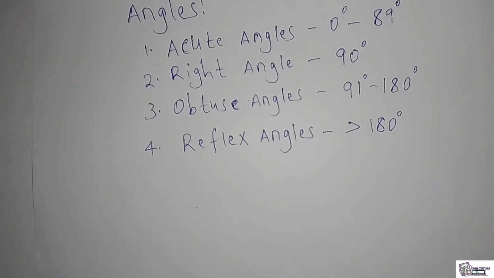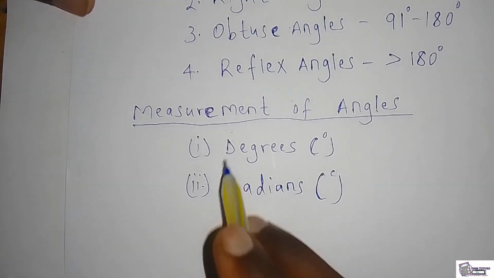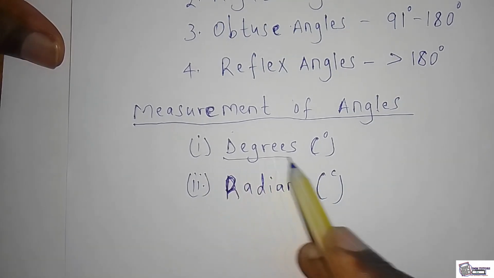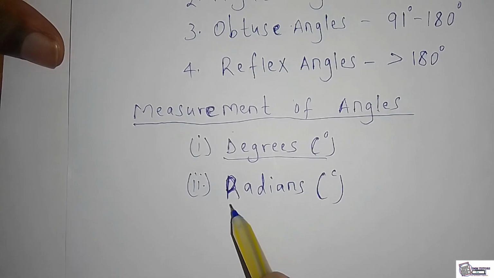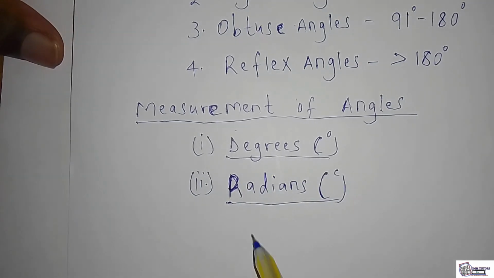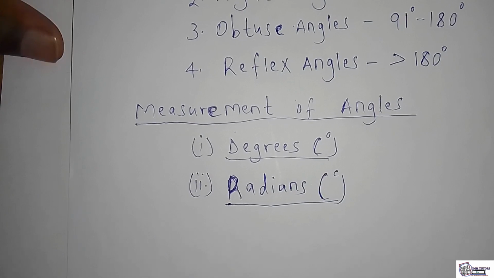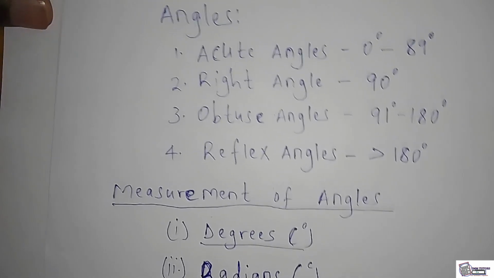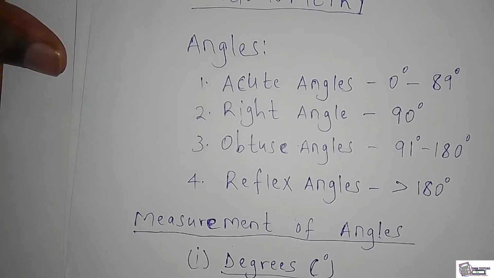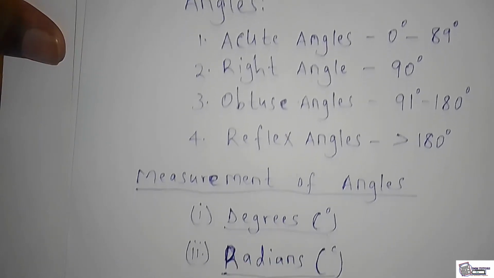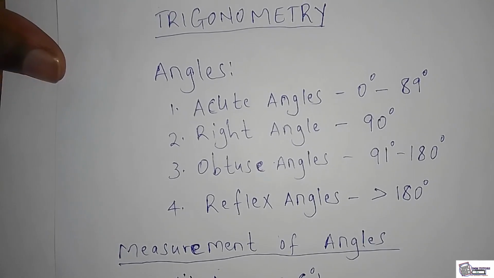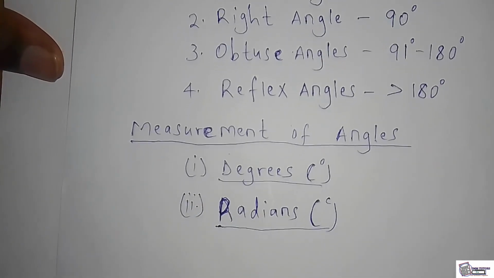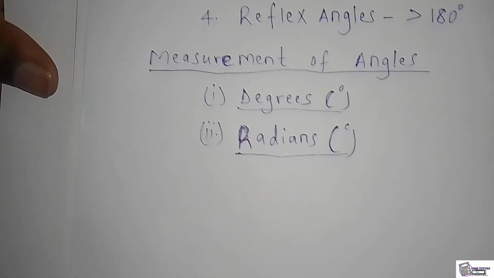So how do we measure angles? We measure angles in two forms. We measure angles in degrees, and we also measure angles in radians. So degrees is the main form of measuring angles. Yes, but there is another form we call radians. So we want to see how we can convert angles from radians to degrees and vice versa.